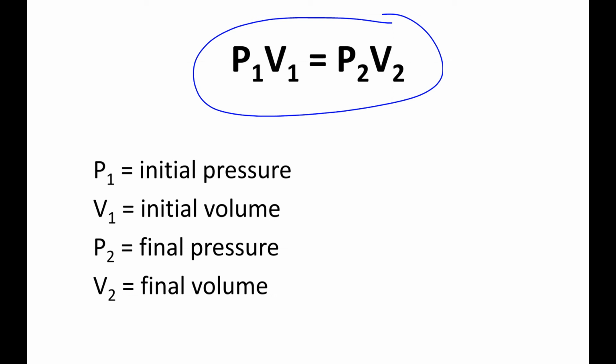Okay, well, P1 stands for the initial pressure, V1 is the initial volume, P2 is the final pressure, and V2 is the final volume. Okay, so what we want to do now is we're going to take one equation, P1V1 equals P2V2, and we're going to solve for one variable. I want to solve for the P1 variable.